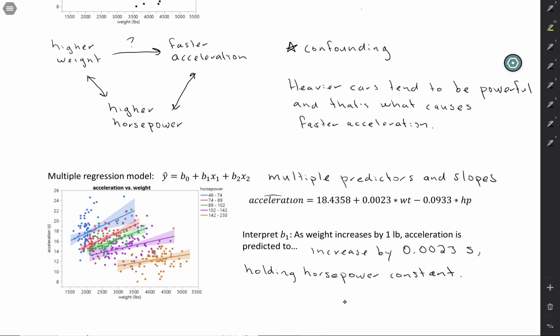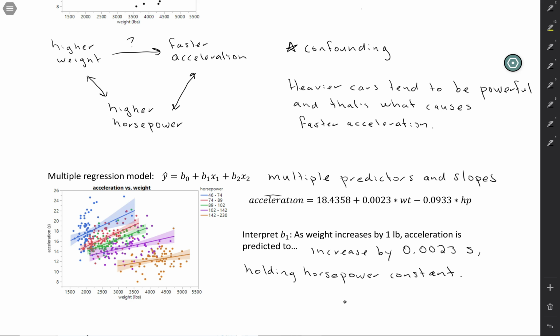So what does it mean to hold horsepower constant? Basically, it means that we want to consider cars that have the same horsepower or close to it, and then for those cars that all have the same horsepower, we want to think about the relationship between weight and acceleration.